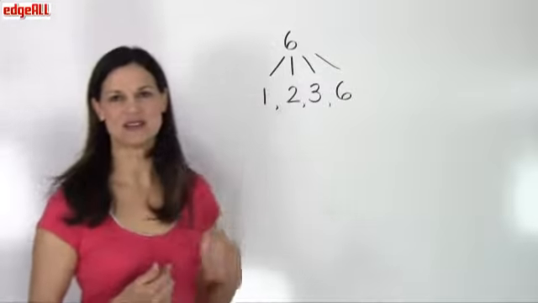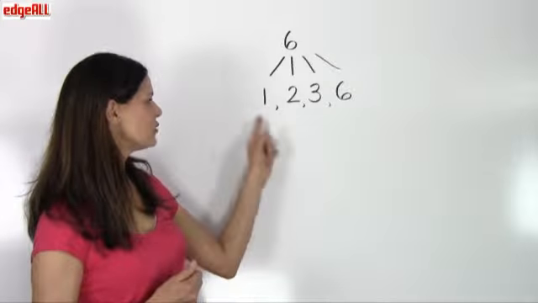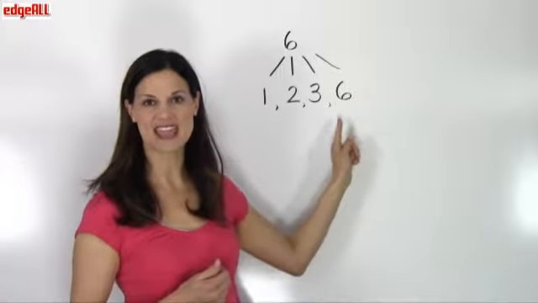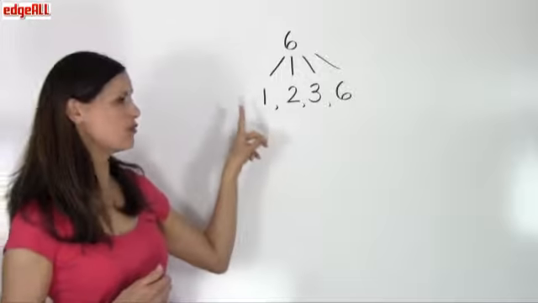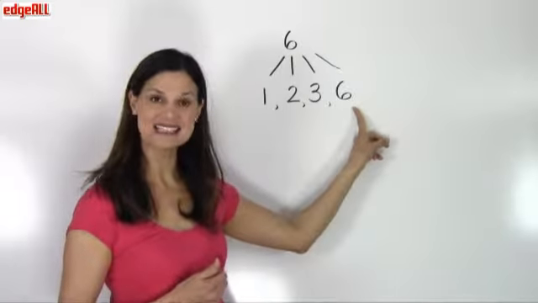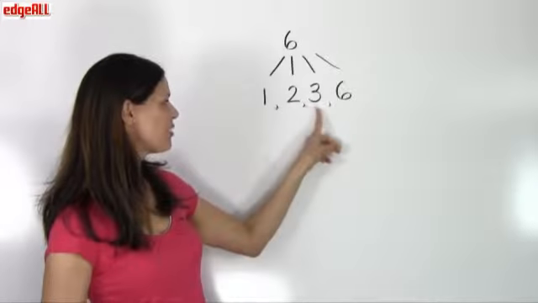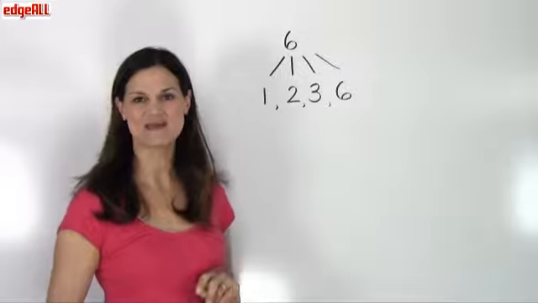6 is an example of a composite number. 6 has 4 factors: 1, 2, 3, and 6. So 6 has the factors of 1 and itself, plus it has 2 more factors, the numbers 2 and 3.